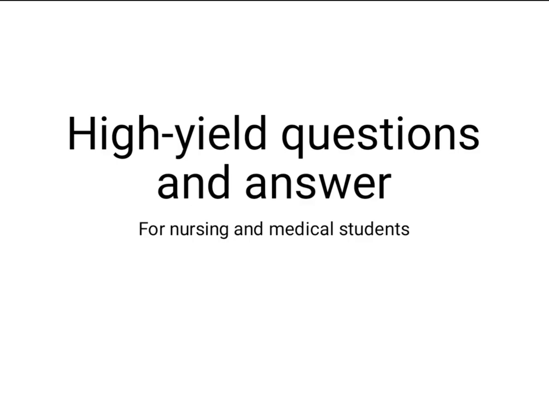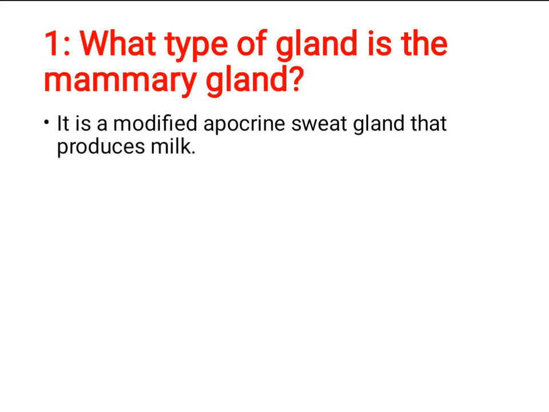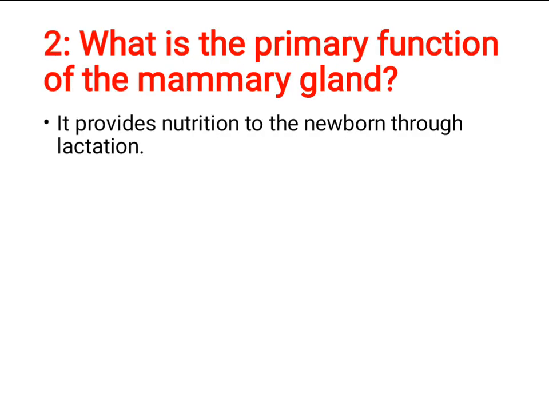Here are high-yield questions and answers on the anatomy of the mammary gland for medical and nursing students, relevant for school. Basic anatomy and function. 1. What type of gland is the mammary gland? It is a modified apocrine sweat gland that produces milk. 2. What is the primary function of the mammary gland? It provides nutrition to the newborn through lactation.